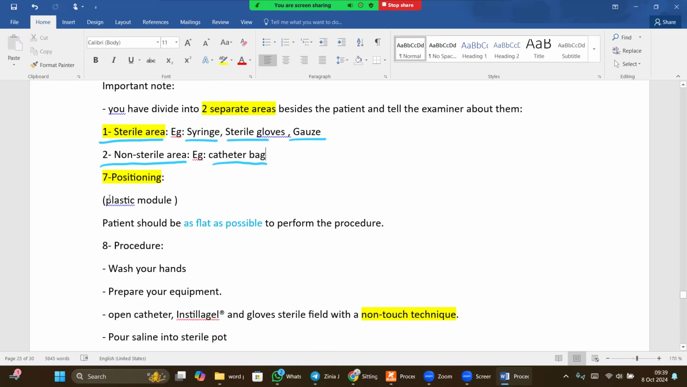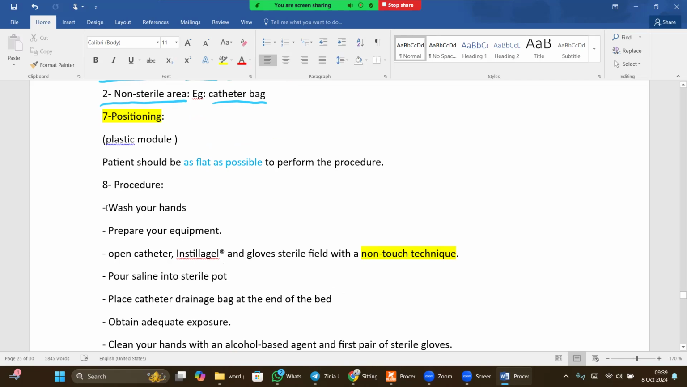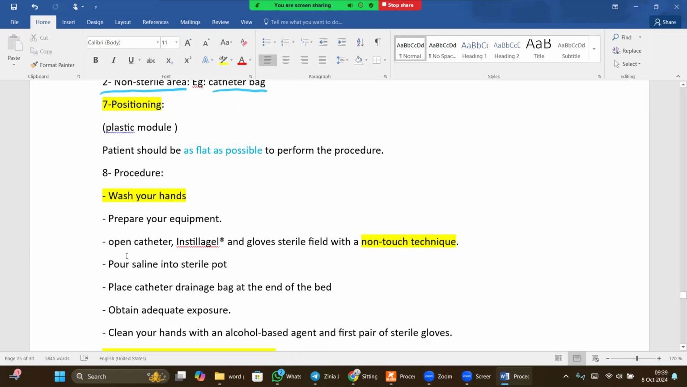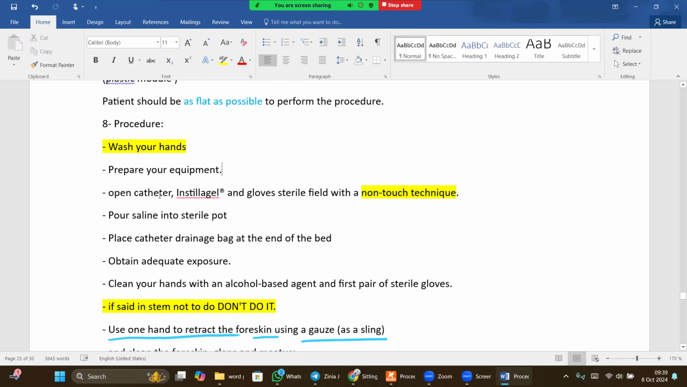Positioning: patient should be as flat as possible to perform the procedure. Then procedure: wash your hands, prepare the equipment, open catheter, Instillagel, that is the numbing or anesthetic agent, and sterile gloves with a non-touch technique.